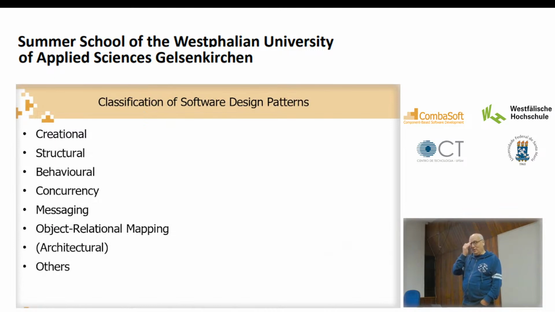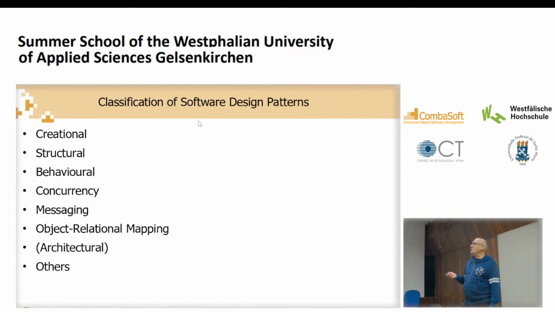So in 1995 this book was published, and after that, within 5 years, hundreds of patterns were published, in addition to the 23 in this book. So they sorted them a little bit. There are creational patterns, which think about how to create objects, where to create objects, when to create objects.